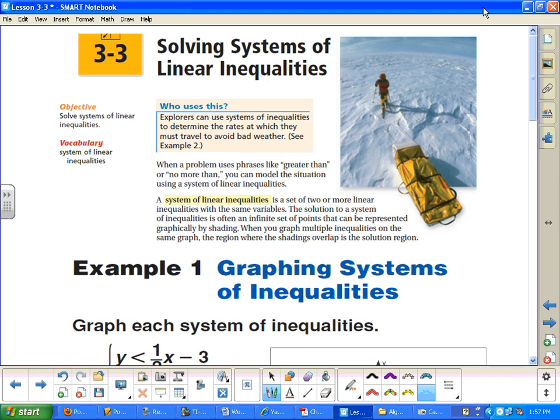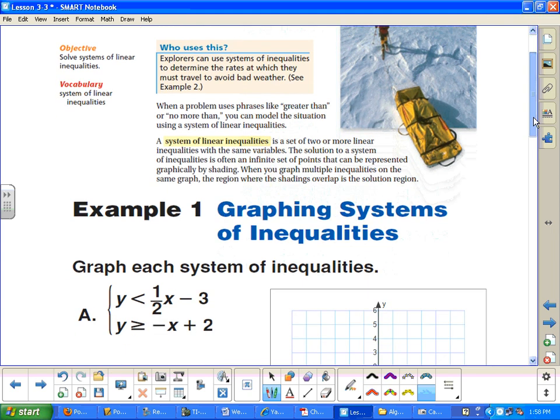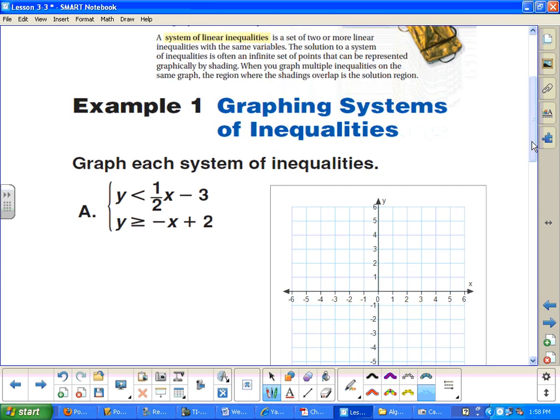So today then we're going to finish what we're doing in chapter 3, and we're going to solve systems of linear inequalities. So we did graphs and tables to solve systems of equations. Yesterday we did substitution and elimination. So today we're going to do systems of linear inequalities, and there can be two or more inequalities to find our answer that we're trying to get. So we're going to go ahead and jump right into it.